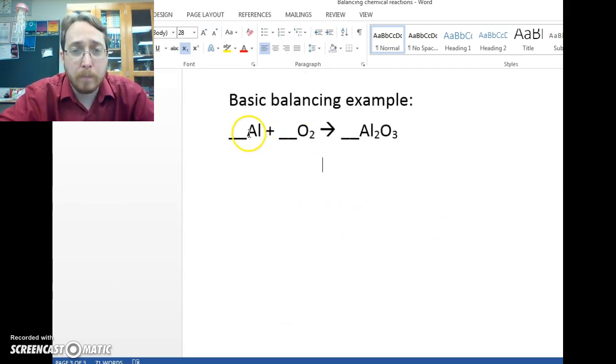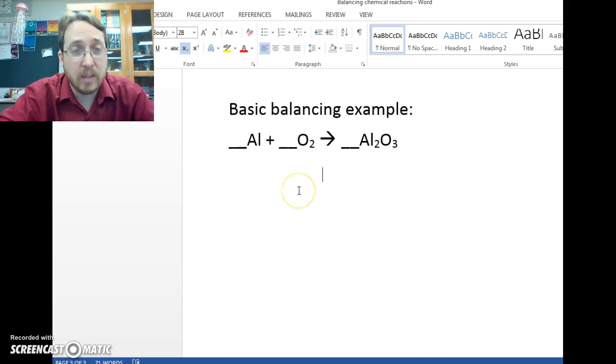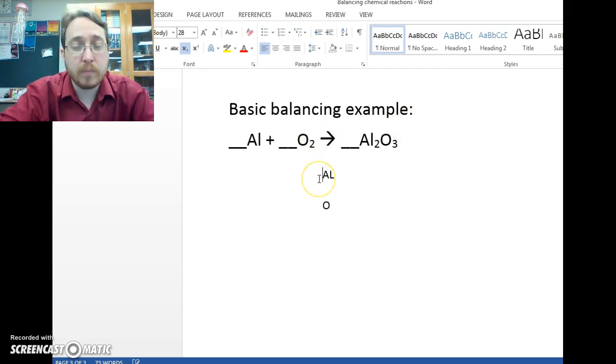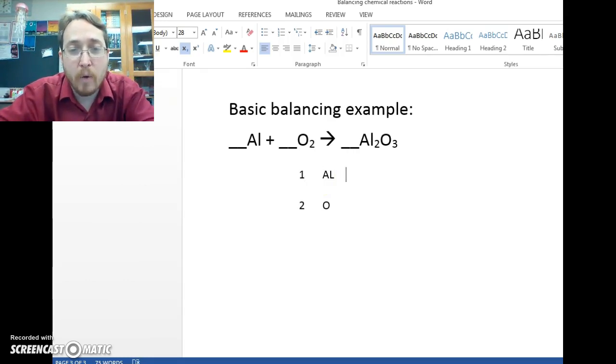We have this example: aluminum and oxygen react to form, or yield, aluminum oxide, Al2O3. So that's what we're looking at right there. Our first step is to list the elements. Well, we've got aluminum and we've got oxygen, and those are our elements. This one's quite simple, and we have the same elements on both sides. Now we count how many we have. We have 1 aluminum on the reactant side and 2 oxygen on the reactant side. And over here, we have 2 aluminum on the product side and 3 oxygen on the product side.